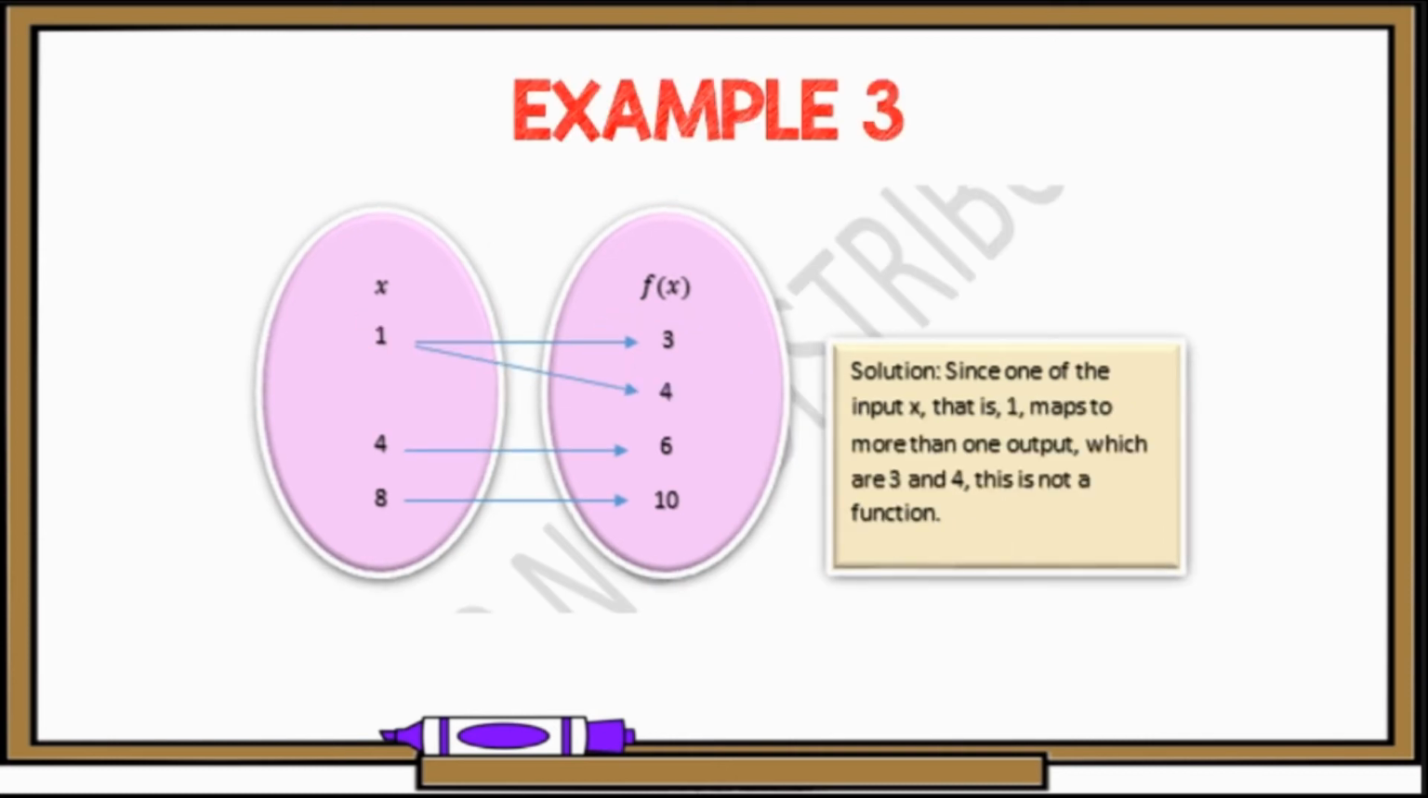I hope that was clear because this is the last example. We have example number 3. 1 is mapped to 3, and 1 is mapped to 4 as well. 4 is mapped to 6, and 8 is mapped to 10. For this one, since one of the elements in the set of input, that is 1, is mapped to more than one element in the set of f of x or the set of output, that is 3 and 4, then this will not qualify as a function. For the solution, since one of the input x, that is 1, maps to more than one output, which are 3 and 4, this is not a function.